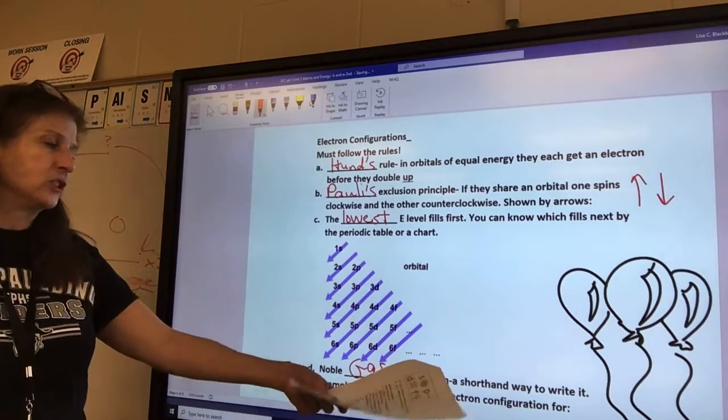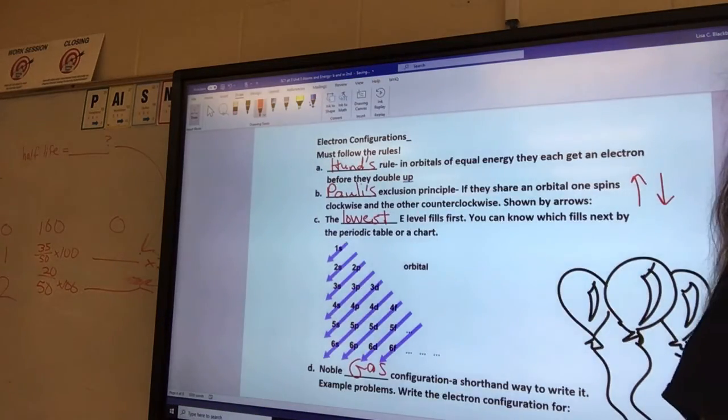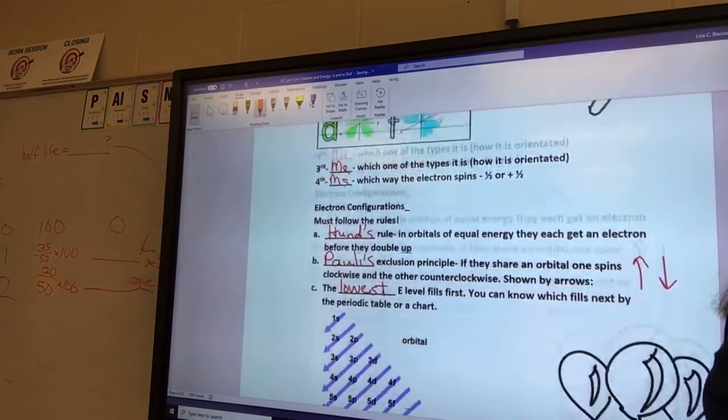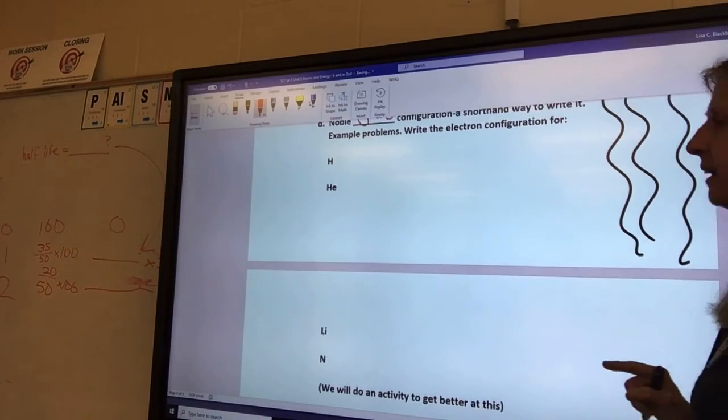It's written as a shorthand way to write it. All right, so this is our new skill we're learning, something hopefully you've never done before. So you get to learn something brand new today. And we're going to do something called writing electron configurations.